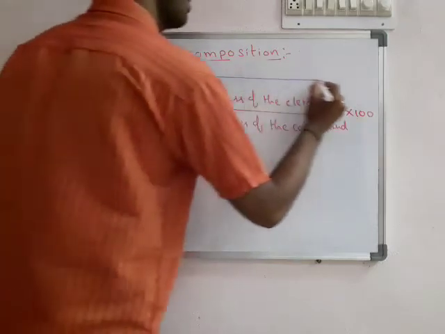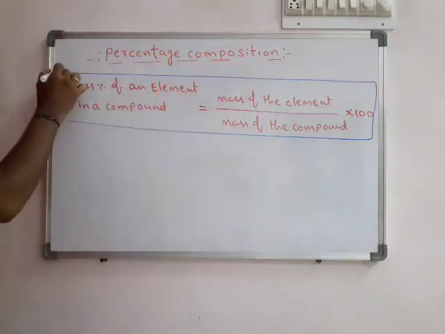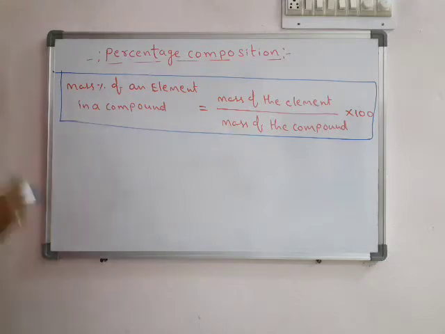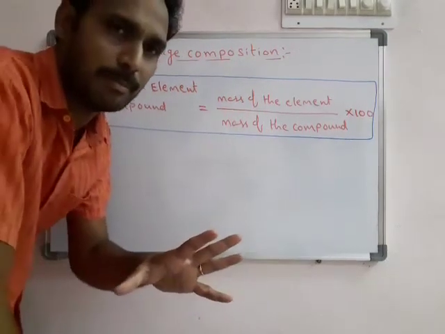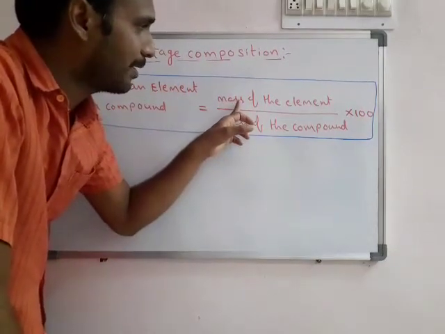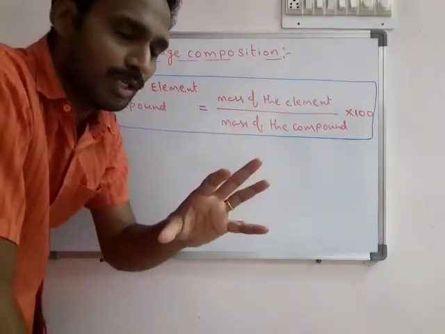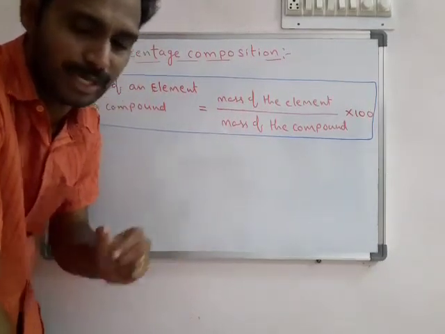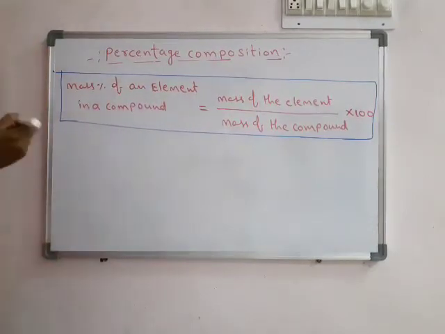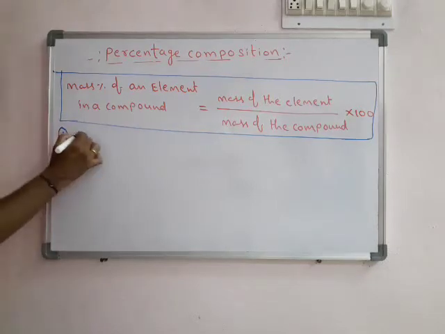Mass percentage of an element in a particular compound is equal to the mass of the element by the mass of the compound, into 100. Generally for a normal compound, the mass of the element means how many atoms are present in it into its atomic weight. Let's see a problem.